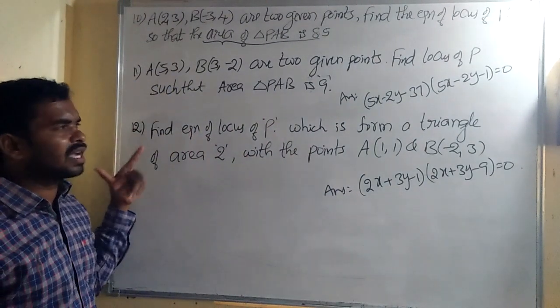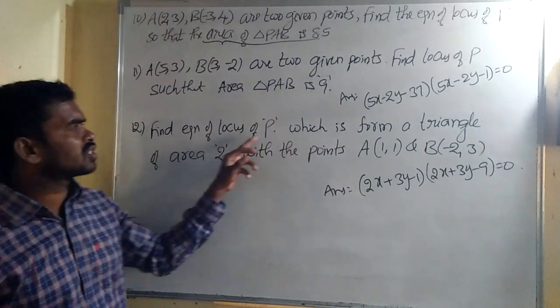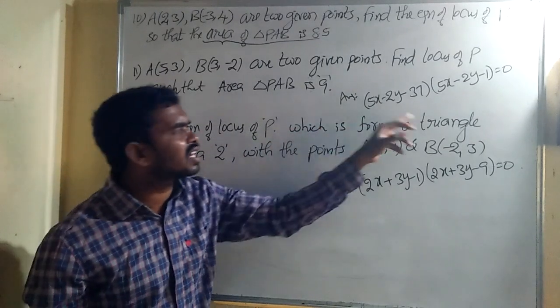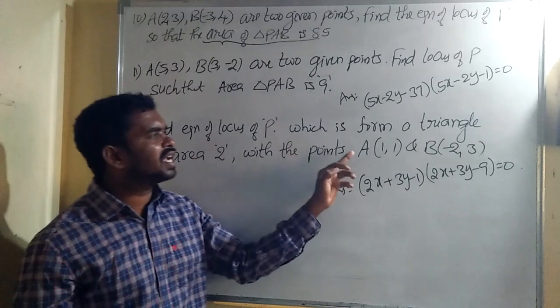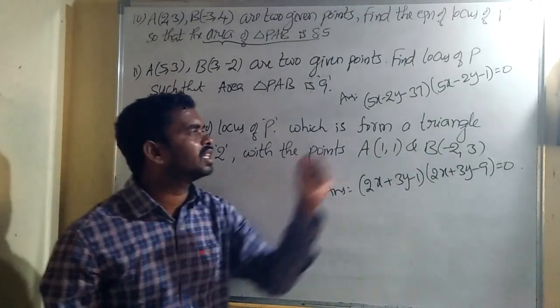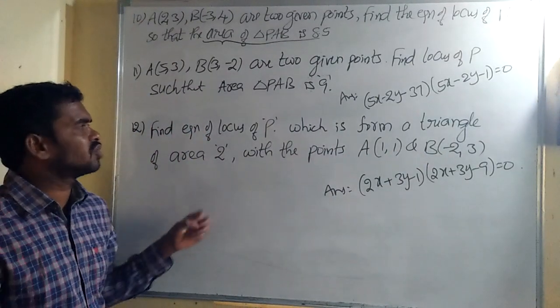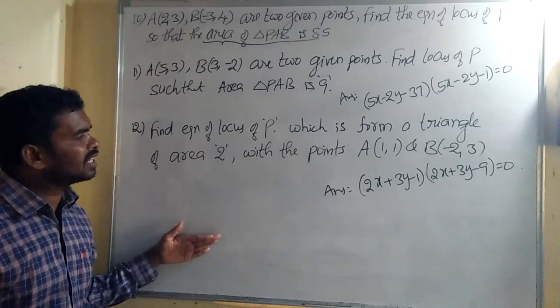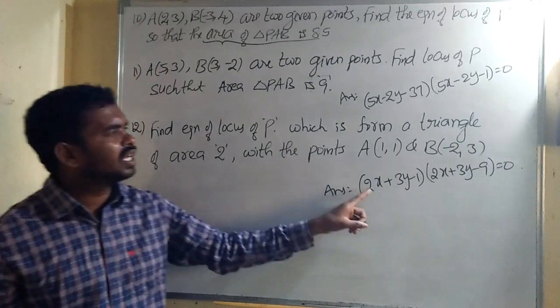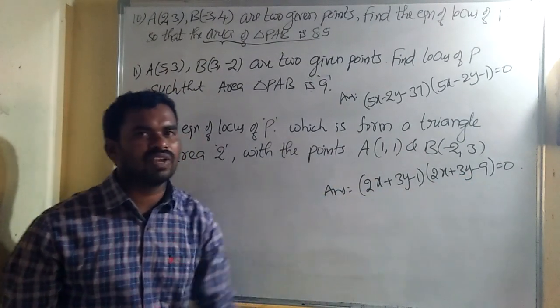Okay. Next, same type of 12th question. Find the equation of the locus of P which forms a triangle of area 2 with the points A (1, 1), B (-2, 3). This is also the same type of question. The area of triangle PAB is given as 2 units. Write the formula, substitute and simplify. This is the answer for your verification.